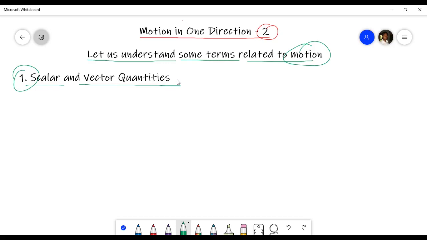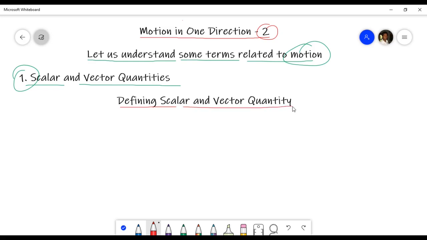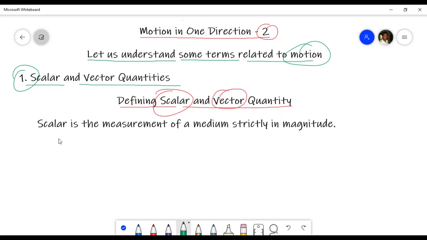I'm sure you have already heard about this and learned about it before. Let us define scalar and vector quantity once again. It would just be a revision for you. Let's see what a scalar quantity is. A scalar is the measurement of a medium that is strictly in magnitude, right?